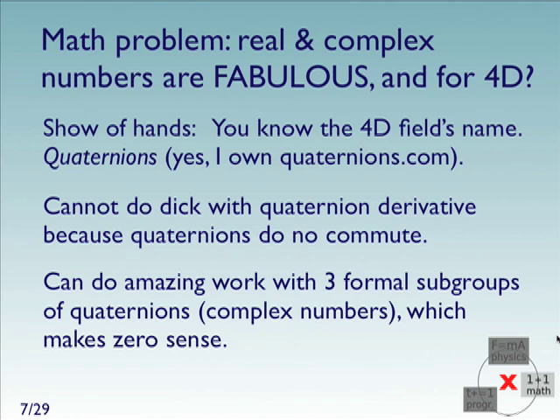So what are the limitations of quaternions? Well, right now, you cannot do anything with quaternion derivatives because quaternions do not commute. Now that's kind of odd because you can do amazing things with 3 formal subgroups of quaternions. In other words, there are 3 complex numbers within every quaternion. And this makes no sense to me because I could repeat every single proof done in complex analysis with a quaternion of the form A, B, 0, 0.